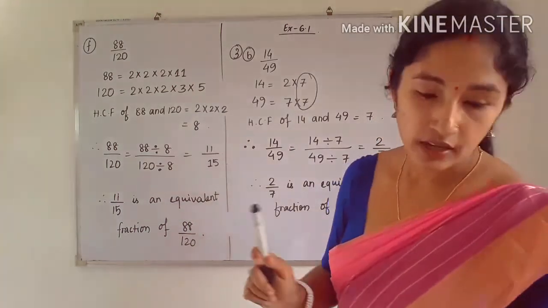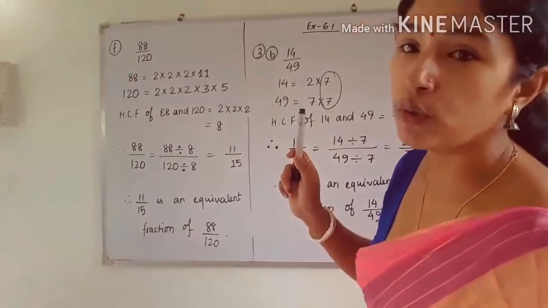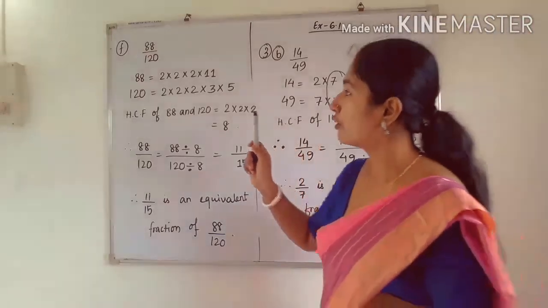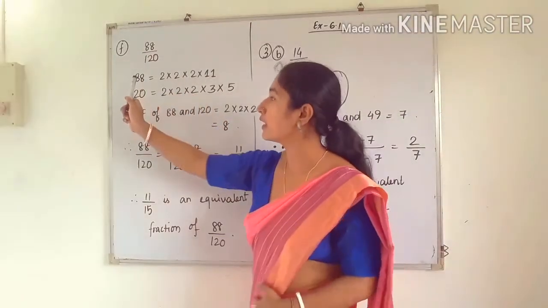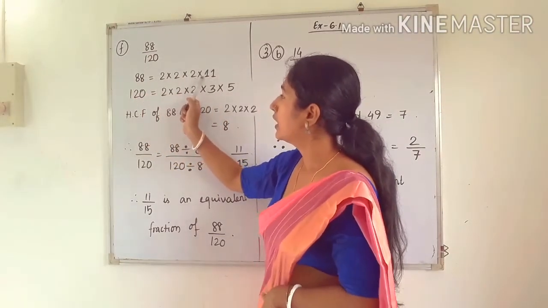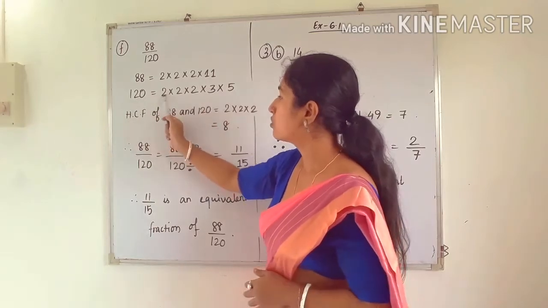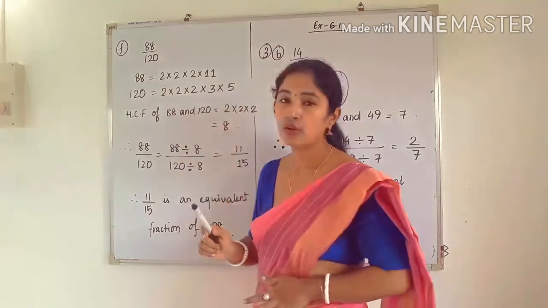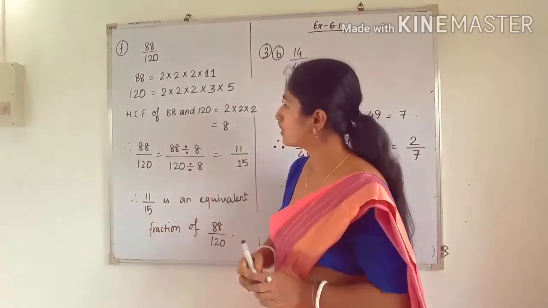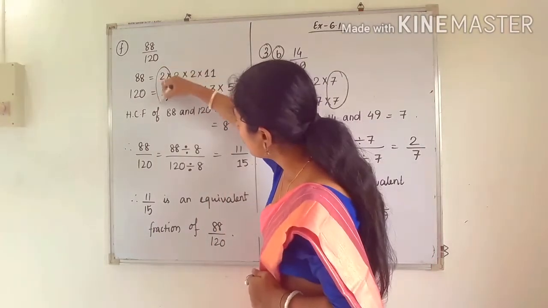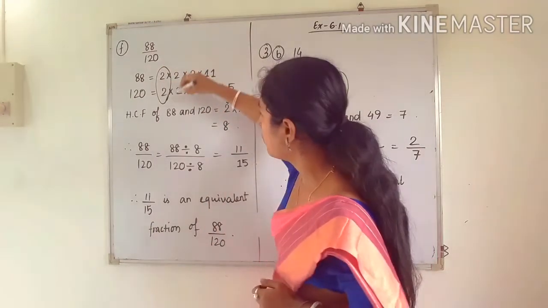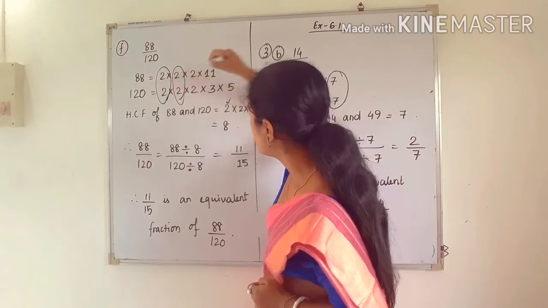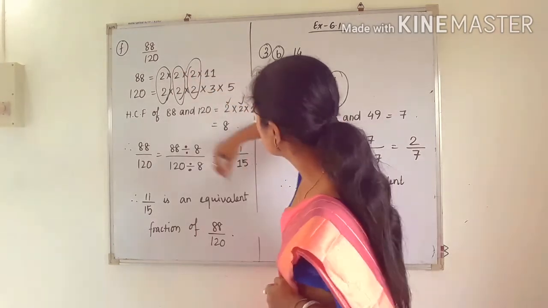Okay, next is number C, 88 by 120. Here first of all you have to find the prime factorization of 88, that is 2 into 2 into 2 into 11. And 120 is 2 into 2 into 2 into 3 into 5. Next you have to see the common factors. See, one 2 is common, another 2 is common, and another 2 is common.